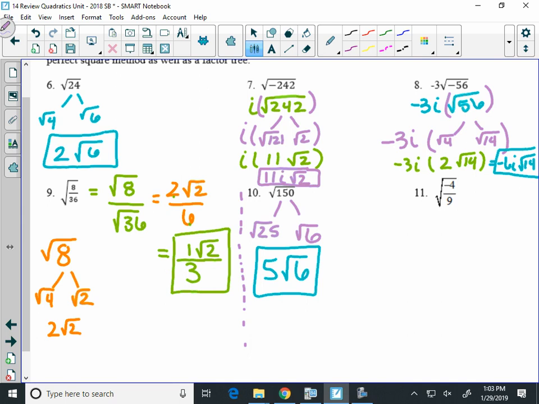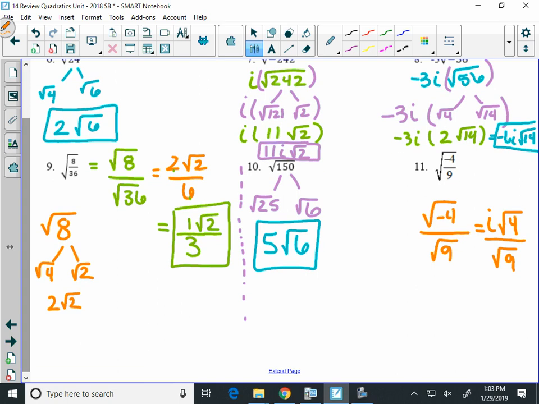And then this last one, again, we have a fraction, so we can split it up into each radical. So when we simplify, we have a negative underneath the top radical, so we take out an i, and that 4 becomes positive, and then that stays radical 9.